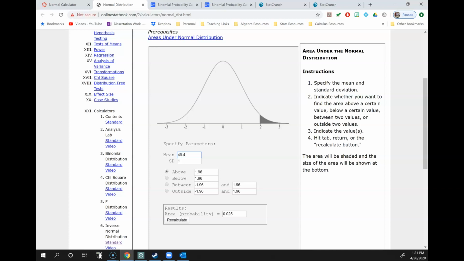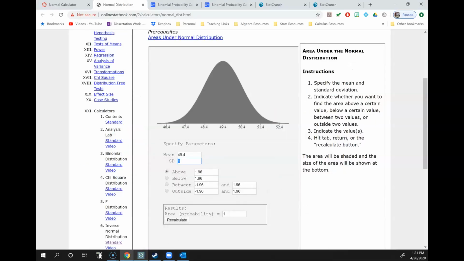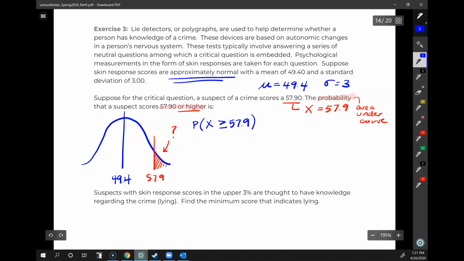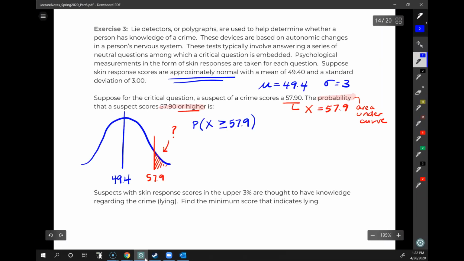You can change this to that 49.4, and I've already forgotten what my standard deviation was. Was it just straight up 3? Interesting. Straight up 3. And then we wanted above, again I've already forgotten, 57.9. We do need to make sure that we enter that and that we choose above and then press recalculate. So there's our probability, 0.0023.